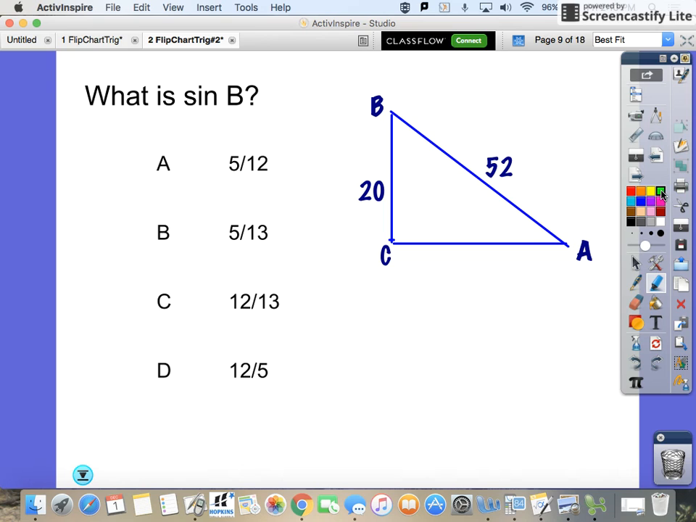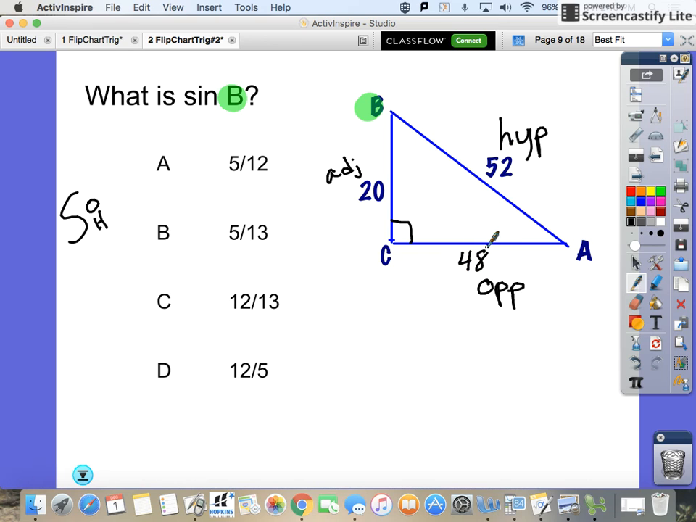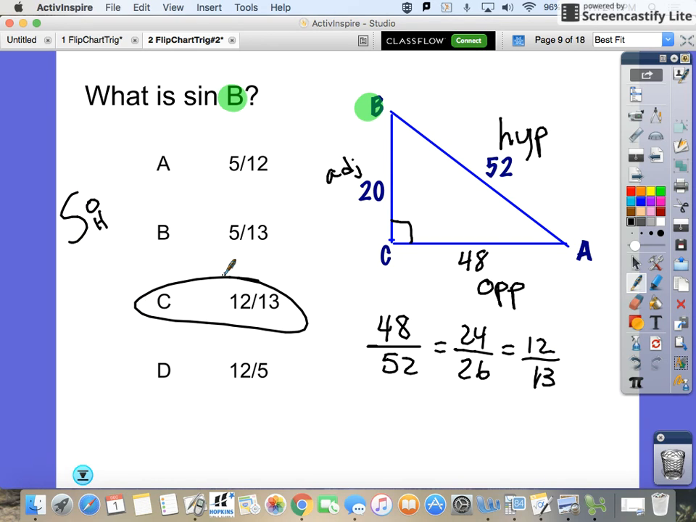We'll just do one of these. Sine of B, that's B. So we're going to name this one opposite, because that's opposite. This is our hypotenuse, and this is adjacent. Sine is SOH, opposite over hypotenuse. And remember, that one's 48. So 48 over 52, which is 24 over 26, which is 12 over 13. All right, that's enough of a review, but the angle that you're at is going to change the result. Just keep that in mind.